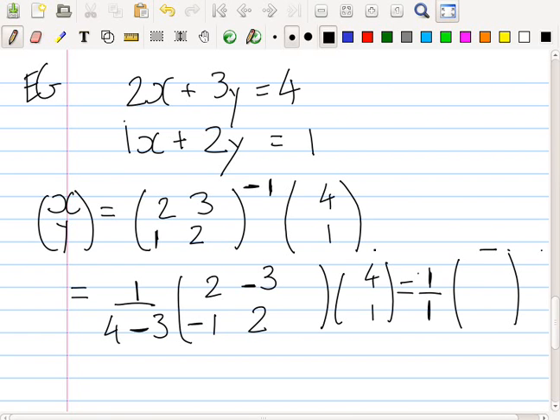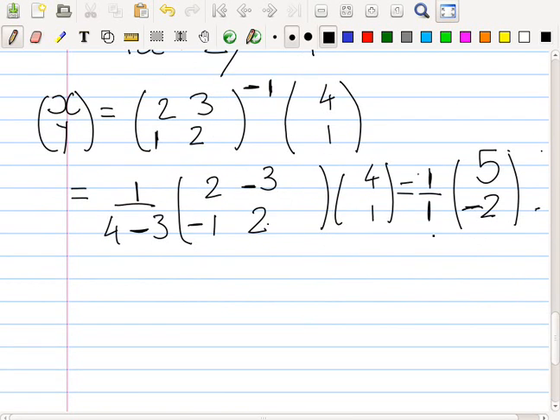5. So, you got 5 here. Minus 1 multiply 4? Minus 4. 2 multiply 1? 2. Minus 4 plus 2? Minus 2. Yes? Minus 2, yeah? Minus 4 plus 2.